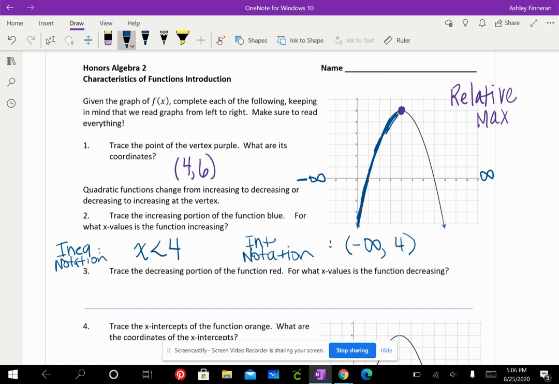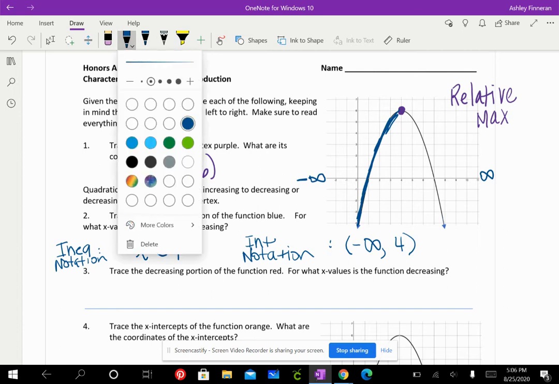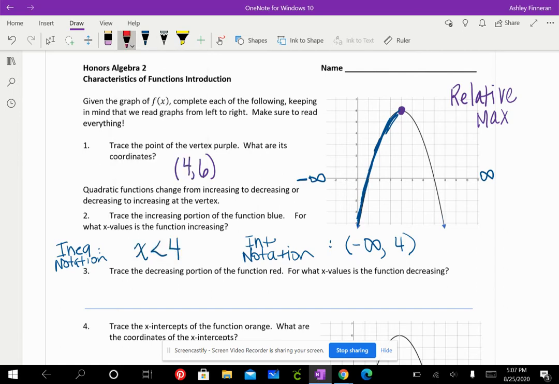The next question reads, trace the decreasing part of the function in red. Make sure I pick the right color. And that's this part. And then, for what values of x is the function decreasing? It's all x values that are greater than 4 if I use inequality notation. And then if I want to use interval notation, we start at 4 and we keep going up.